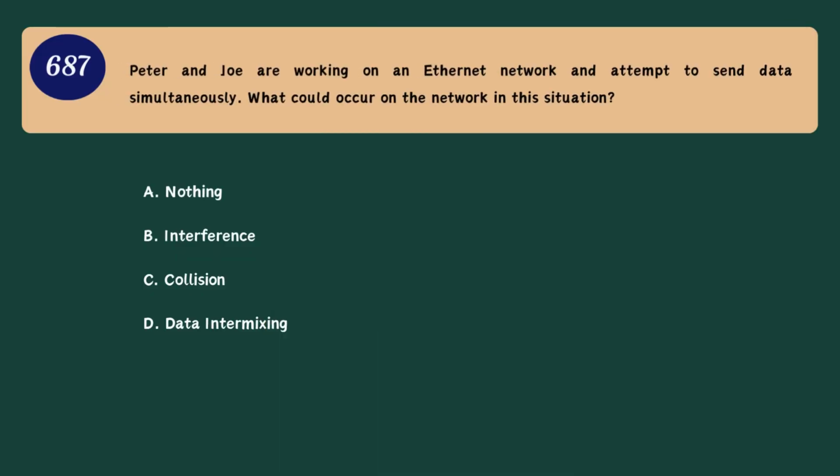Question 687. Peter and Joe are working on an Ethernet network and attempt to send data simultaneously. What could occur on the network in this situation? A. Nothing. B. Interference. C. Collision. D. Data intermixing.